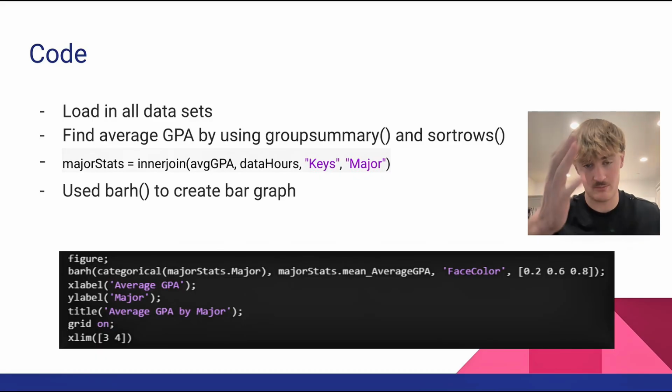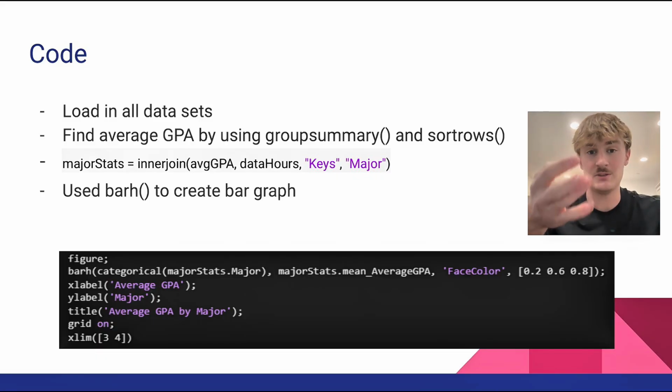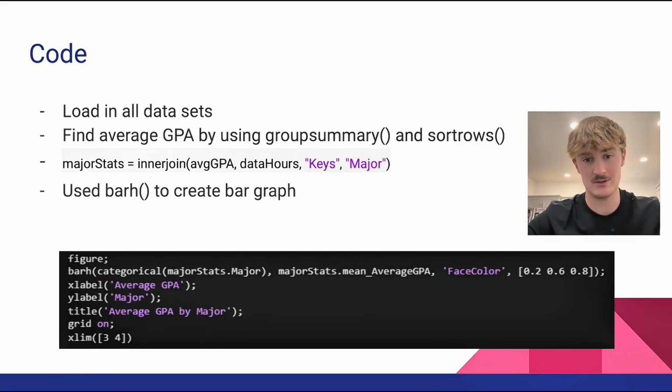So then, I'll talk about that later, but we used the barh, which is just a bar graph, as you saw in the previous slides, and this is our code for the bar graph. So we were able to choose what color we wanted, how big we wanted them, and set the limits for the GPA from 3 to 4 there.